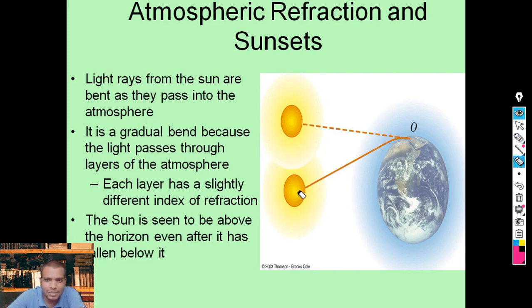The same mechanism also happens at sunrise. We can see the sun before it rises. When we say sunrise, the sun has to come above the horizon, and only then can we say it is sunrise. But due to atmospheric refraction, we see an early sunrise and a delayed sunset. That is due to atmospheric refraction.